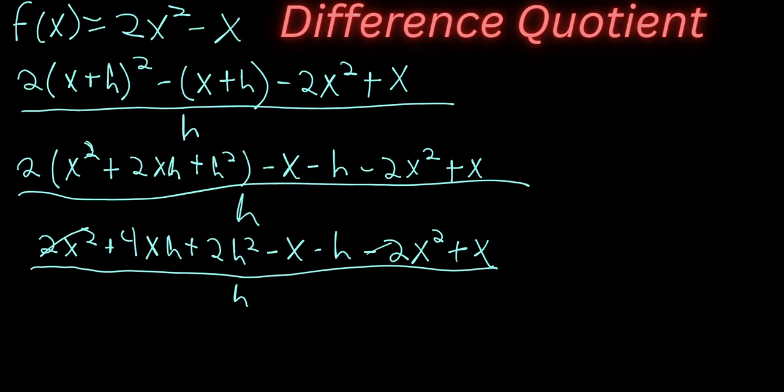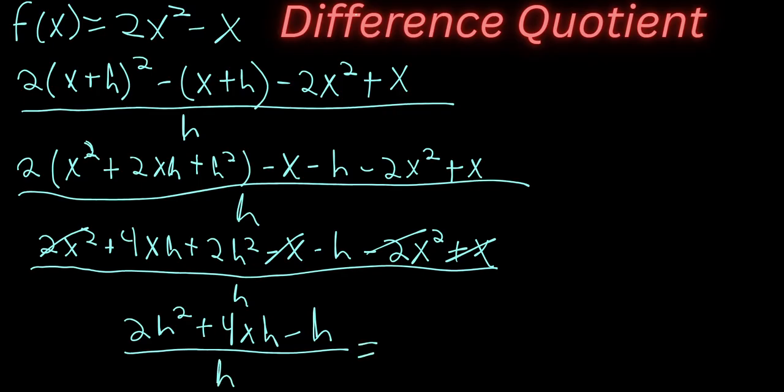We have 2x squared and we have negative 2x squared. Awesome. That means we're on the right track. We have x and negative x. Those cancel out. That's great. Now we are left with 2h squared plus 4xh minus h divided by h. Okay, now we've gone through all of that procedure to get to here. Our crowning moment where we have 2h plus 4x minus 1. That is the slope of that function.